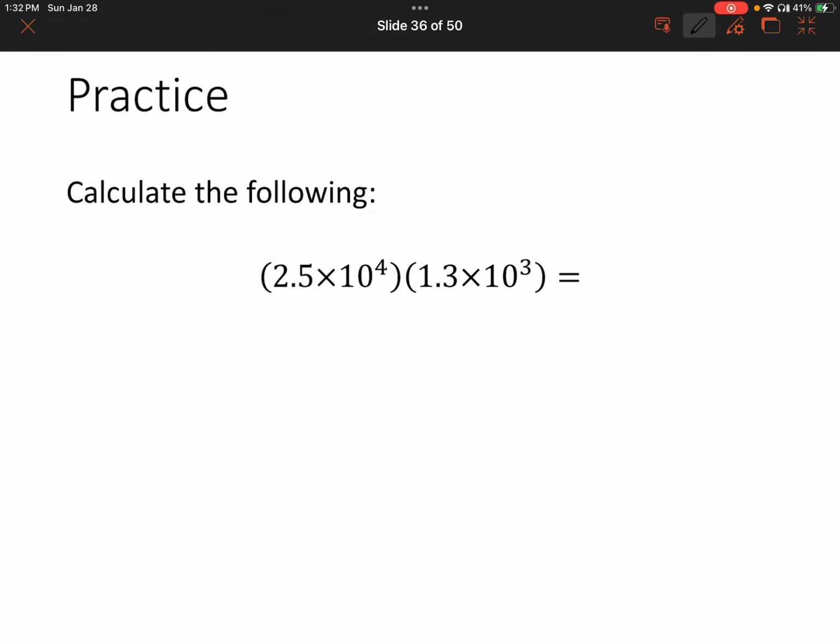So let's practice. Let's calculate the following. So see if you can do this on your own. First, you're going to multiply 2.5 times 10 to the fourth by 1.3 times 10 to the third. So pause the video, try it on your own, and when you unpause, we'll look at the answer.